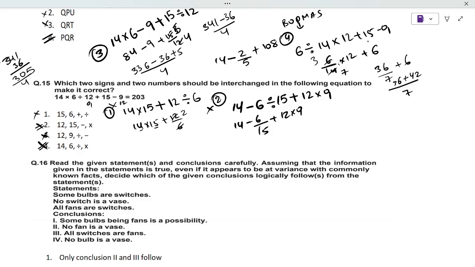Let's try with option 2 again. Option 2, there 12 and 15 should be changed. So here this becomes 15 and this becomes 12 again. And minus and into will change. So this becomes minus and this becomes into. So 14 minus 6 divided by 15 plus 12 into 9. Right, let's check this one.